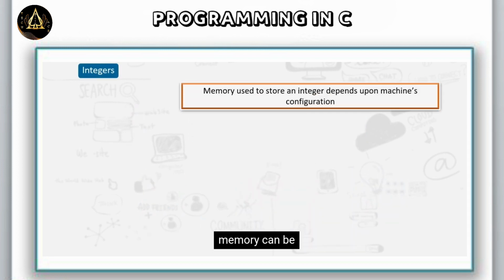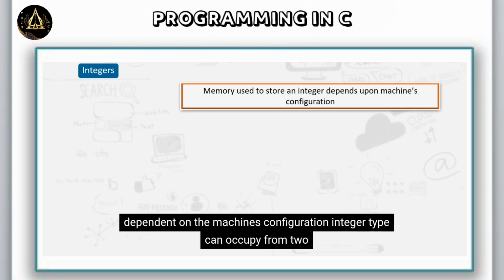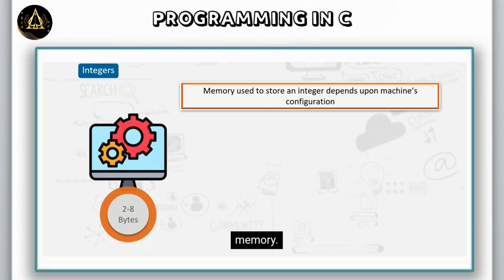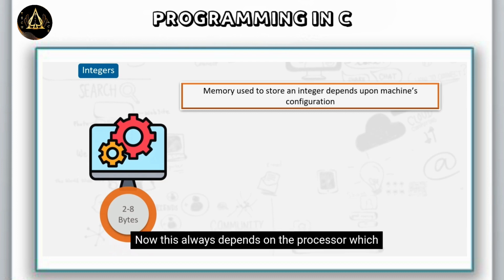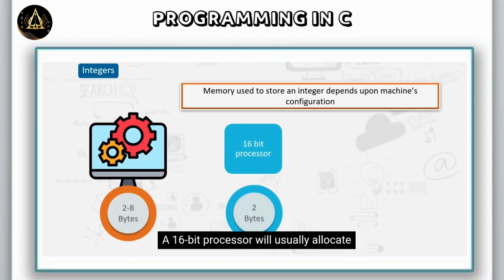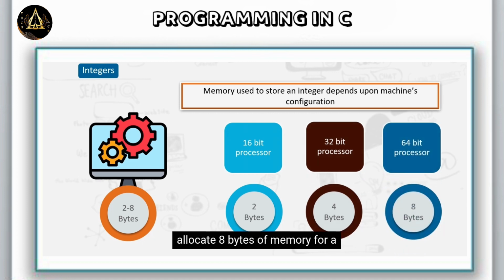How much memory can be occupied by an integer type is always dependent on the machine's configuration. Integer type can occupy from 2 bytes to 4 bytes to 8 bytes of memory. Now this always depends on the processor which allocates the memory. A 16-bit processor will usually allocate 2 bytes of memory for an integer value. A 32-bit processor will allocate 4 bytes of memory to an integer value, and a 64-bit processor will allocate 8 bytes of memory for an integer value.